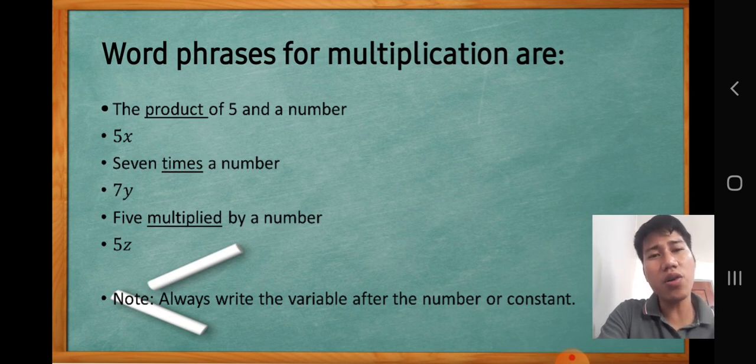Always write the variable after the number or constant. Meaning, first butang nimo ang number or constant, and then after that, the variable. Dili jud maguna ang variable. For example, 5x. Walay mahitabo na x5. Kay ang ibutang jud na ang constant, and then after that, the variable.